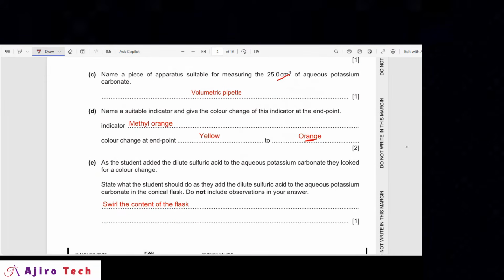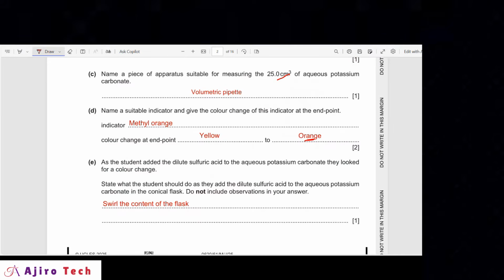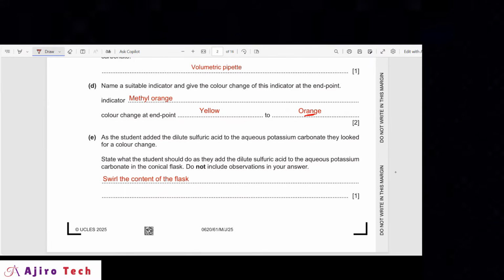The next one says, as the student added the dilute sulfuric acid to the aqueous potassium carbonate, he looked for a color change. State what the student should do as they add. So basically, as you're adding the acid, what you simply do is to swirl, not shake. Okay, do not write shake. You swirl the content of the flask gently until you get to the end point. So that is for that.